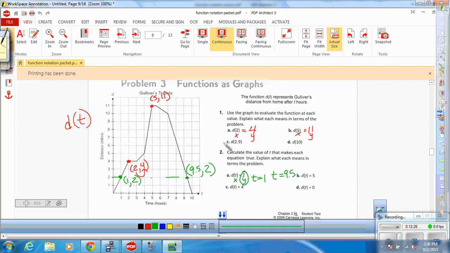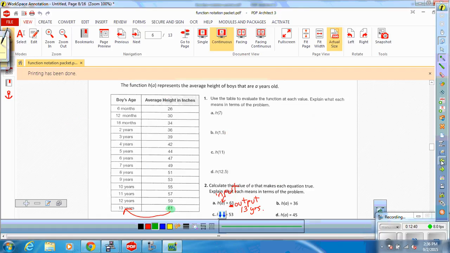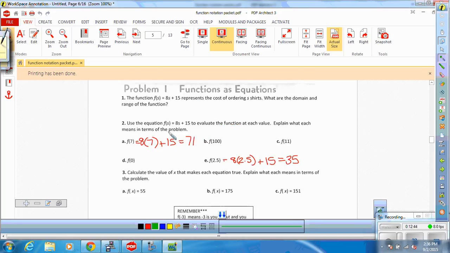But the idea here, notation-wise, is the number inside the parentheses is the input, the x. What it's equal to is the output. So whether they give it to us as a graph, or as a table, or as an equation, we have a number to plug in and a number that we get out. And so we can solve and we can plug things in and we can evaluate these expressions using function notation.